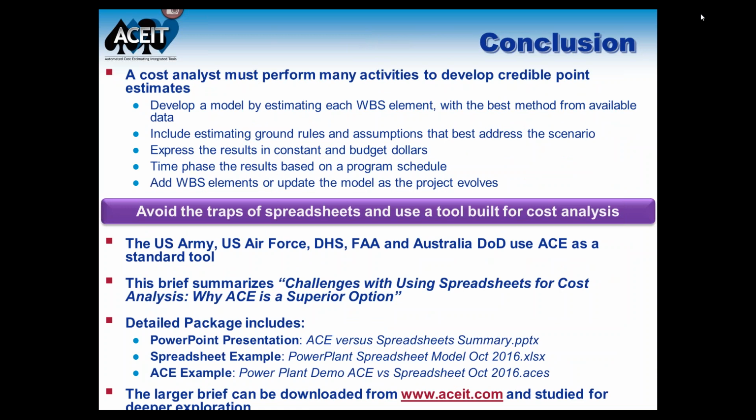So in conclusion, the cost analysts have to perform a lot of activities in order to give a credible point estimate. They've got to develop a model by estimating each of the lowest child WBS elements, and they've got to come up with the best method for each of those. They've got to come up with a set of ground rules and assumptions that best addresses their scenario, and they need to keep those consistent throughout the project. They've got to produce a program result in constant and base year or budget dollars. They've got to time phase their program based on their program schedule, and then they might have to deal with adding WBS elements to their estimate as the project evolves.